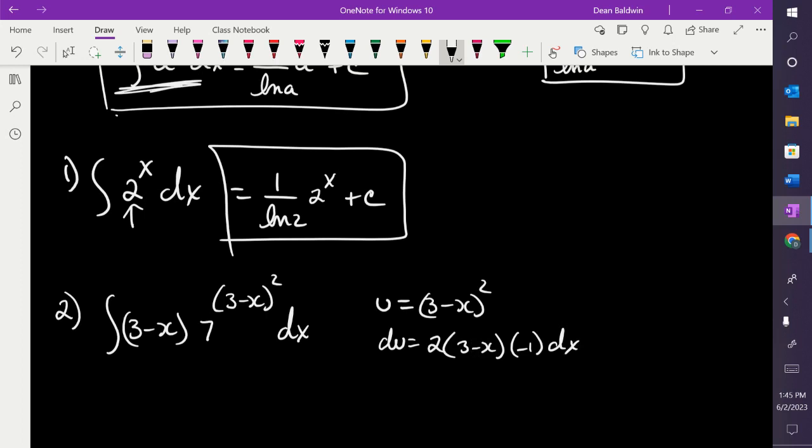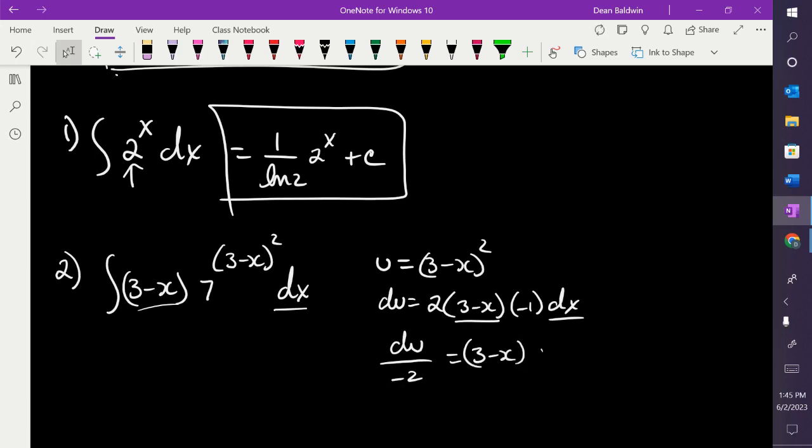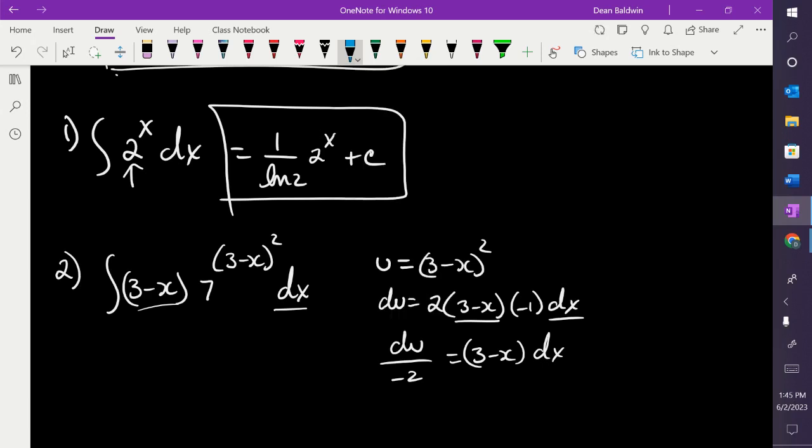So I'm going to divide off negative 2. Does everybody agree with that? Because then I'll have 3x dx, which is right there. So if I go du over negative 2, that leaves me with 3 minus x dx. So then, if I sub back into here, I get the integral 7 to the u du over negative 2.